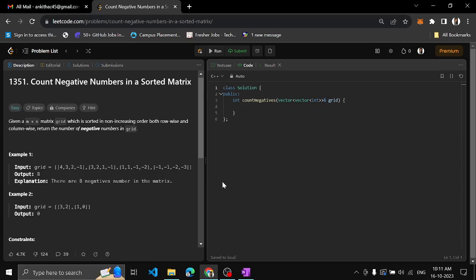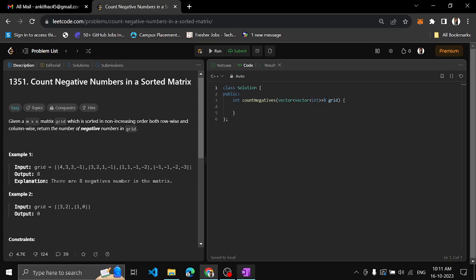Count negative numbers in a sorted matrix. Given an m cross n matrix which is sorted in non-increasing order, both row-wise and column-wise, return the number of negative numbers in the matrix. So the question says the elements in the matrix are in non-increasing order. That means it's in descending order with respect to both row and column-wise.